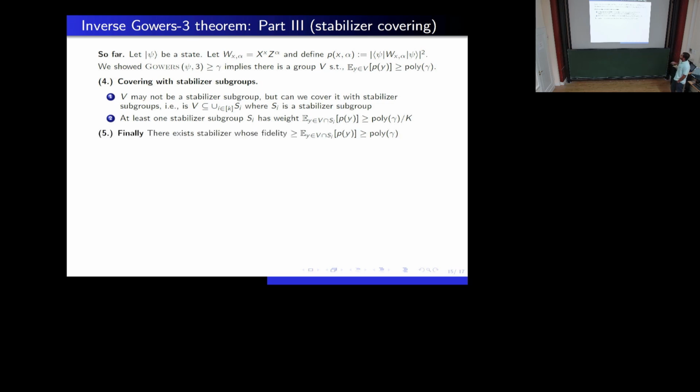And using some well-known techniques, this also means that I've found a stabilizer state whose inner product is at least Pauli of gamma, the unknown quantum state. But the question is, what is K? Like, how can I cover an arbitrary subgroup with just a union of stabilizer subgroups?